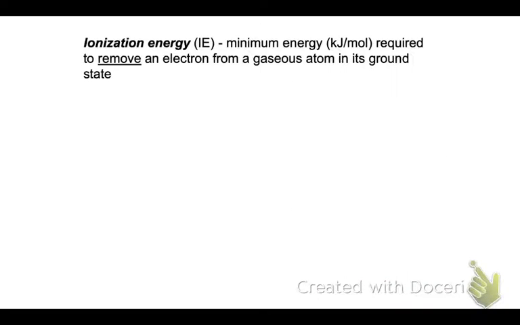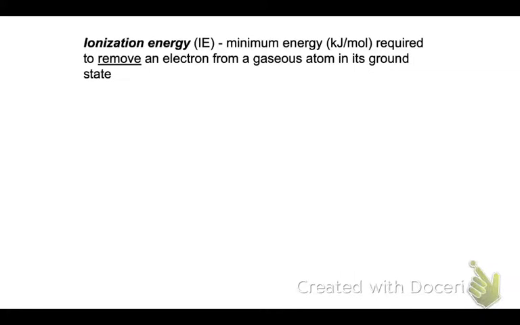Now, the next trend on the periodic table is something that we call ionization energy. What is ionization energy by definition? Ionization energy is the minimum amount of energy required to remove an electron from a gaseous atom in its ground state. So when you remove, what does that really suggest? That removing an electron to make a cation does cost energy. And that energy is called ionization energy.